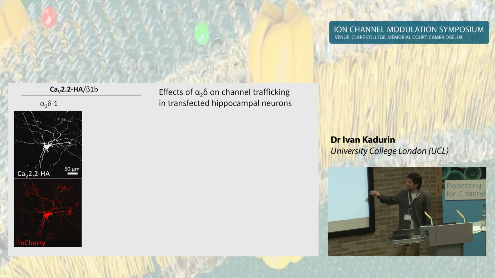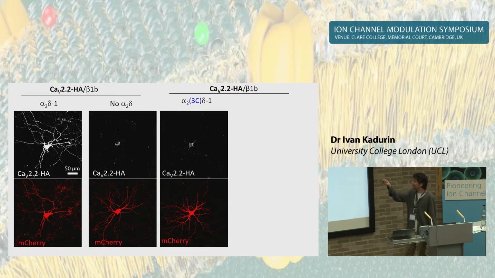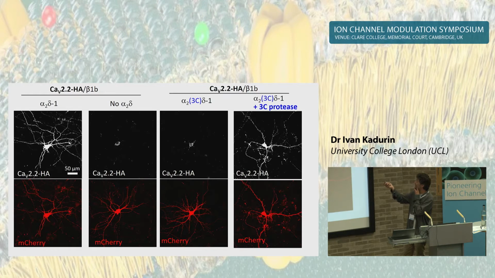And basically, in the presence of alpha-2 delta, the channels were all over the processes of primary neurons. When alpha-2 delta was not co-transfected, basically the channels didn't traffic at all. And in the presence of 3C alpha-2 delta, we also saw a very similar situation. There was no trafficking of the channel subunits, and co-expressing the protease did clearly restore that. So we saw the channels could be trafficked again along neuronal processes.